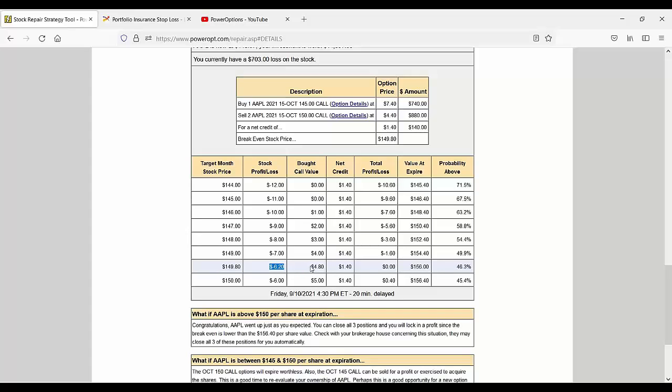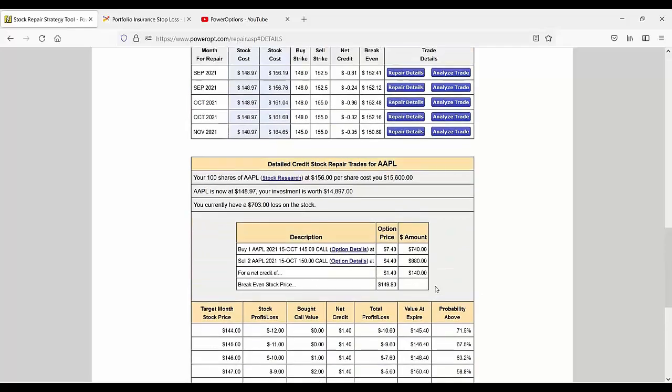At October expiration, if the stock's at 149.80, my 145 call is worth intrinsic value at 4.80. My 150s expire worthless, and I keep the net credit. So selling to close the call for 4.80, keeping the 1.40, selling the stock at 149.80, I'm at 156, and I'm at max profit for the repair. I'm at break even. I've solved the loss on this position. Of course, if it goes up a little higher, I can make a little profit of 40 cents.